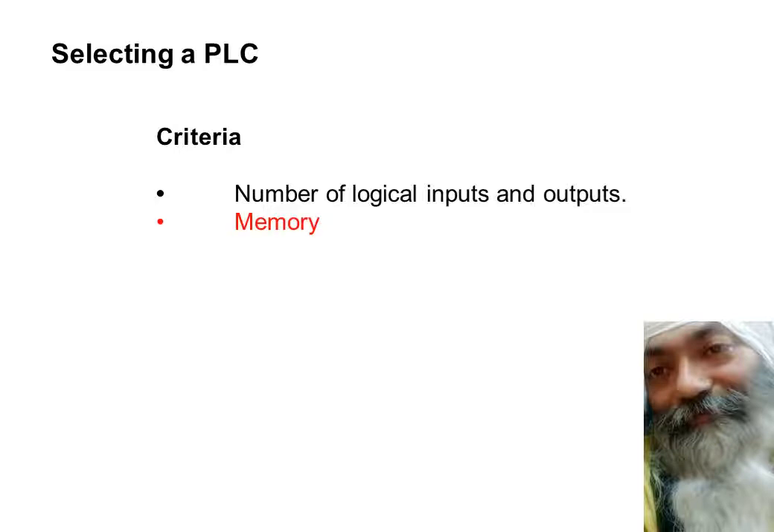We have to have certain criteria for selecting a PLC. When you decide to buy a PLC, you have to see the number of logical inputs and outputs. This is the first and foremost thing which is seen while selecting a PLC. We also have to consider the type of memory we are having. We also see the number of special IO modules, as we have discussed in the previous slides over there.